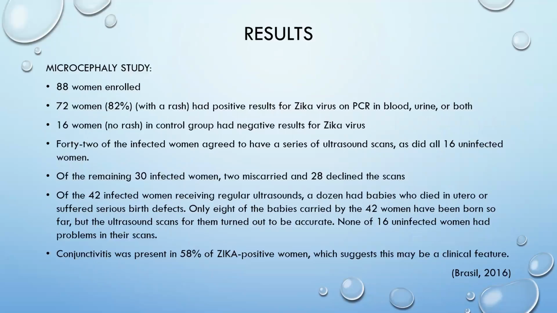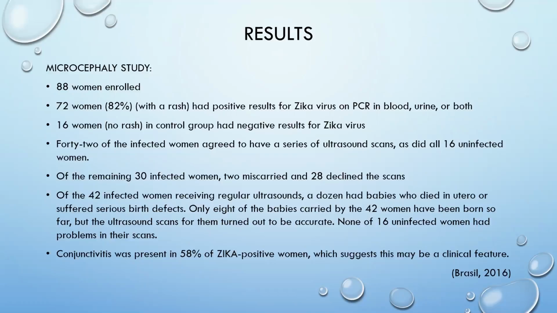Results for the microcephaly study. 88 women were enrolled. 72 women, or 82%, with a rash had positive results for the Zika virus on PCR in blood, urine, or both. 16 women with no rash were placed in the control group and had negative results for the Zika virus. 42 of the infected women agreed to have a series of ultrasound scans, as did all 16 uninfected women.